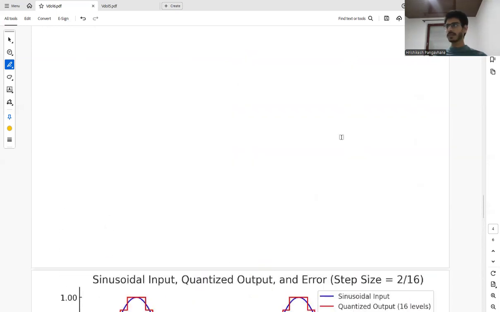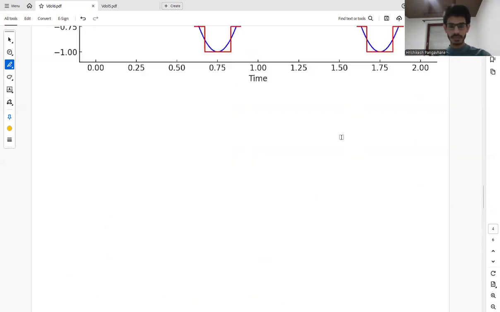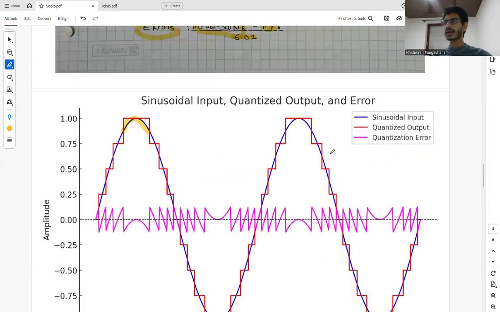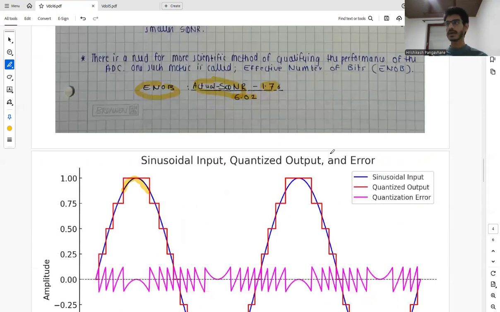Thank you, Rishi. No doubts, but do you have code for all these waveforms? Did you do it in Python or MATLAB? In Python, yeah. I'll share the code for this.